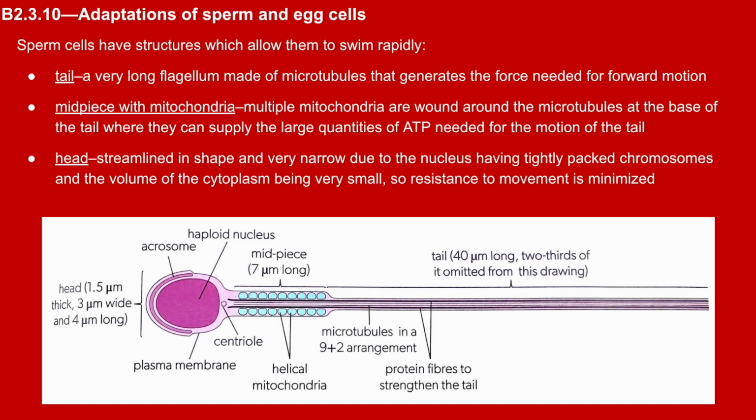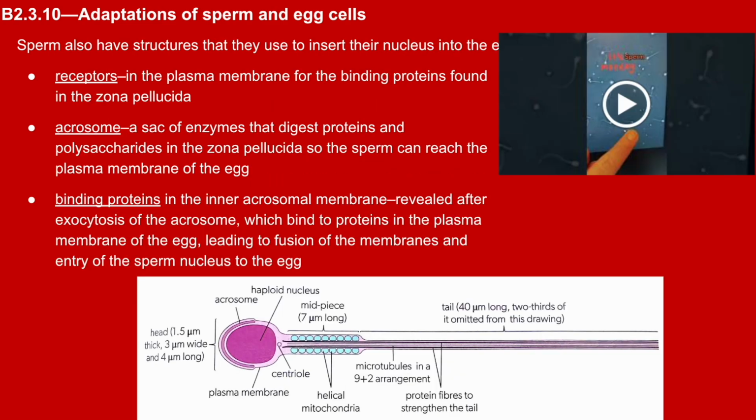Okay, on the other hand, the sperm is much more simple, adapted for rapid swimming. It's got this tail, this long flagellum with microtubules. Okay, the midpiece has mitochondria to provide those large quantities of ATP needed to make the tail move. Okay, the head is streamlined in shape. Here's our tightly packed chromosomes. And then we have our acrosome.